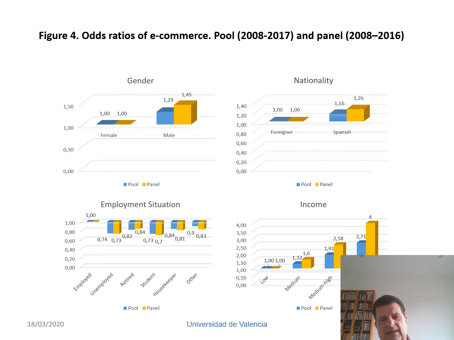Income is a very important variable for all economic modeling. And you see that income has a positive effect: the more income, the bigger the effect on e-commerce. And you again see that if we only look at the pool, we are not aware of the existence of individuals that are repeated in the sample and have a time dimension. If we are not aware of that, we are in the pool. And then what we have is estimates that are smaller in absolute value than in the case of taking advantage of the panel structure.